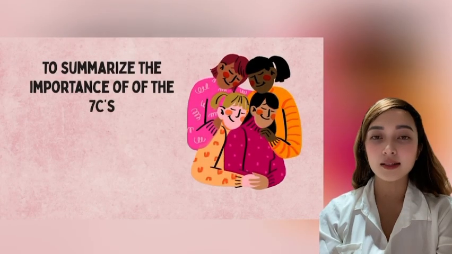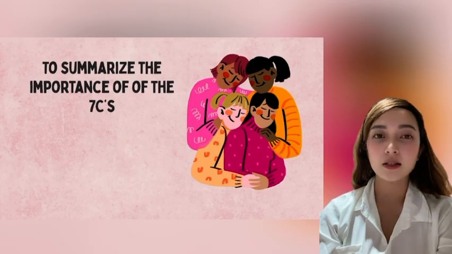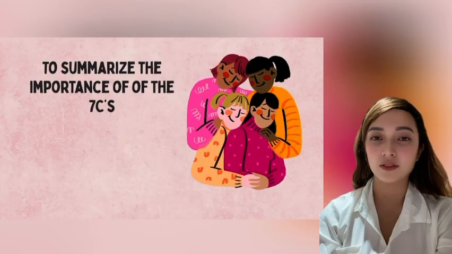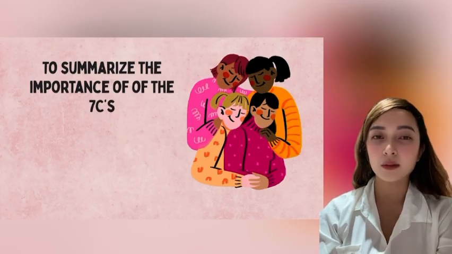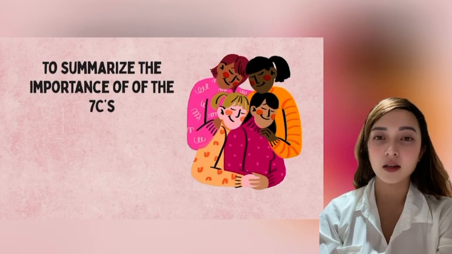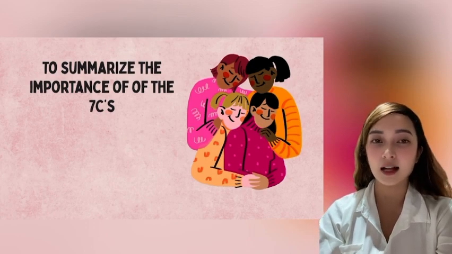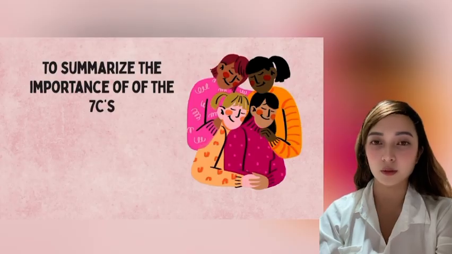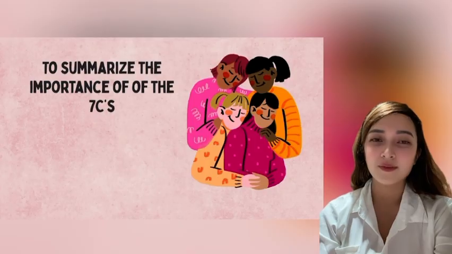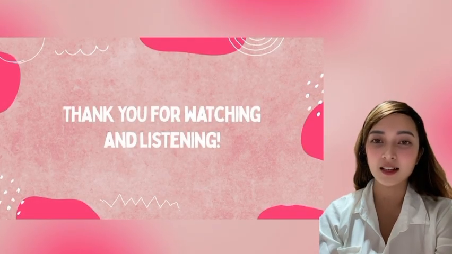To summarize, the 7 C's of effective communication help us express our thoughts clearly, politely, and effectively. They are important because they prevent confusion and improve understanding. My personal takeaway is that using the 7 C's can help me communicate better in school and in everyday situations.